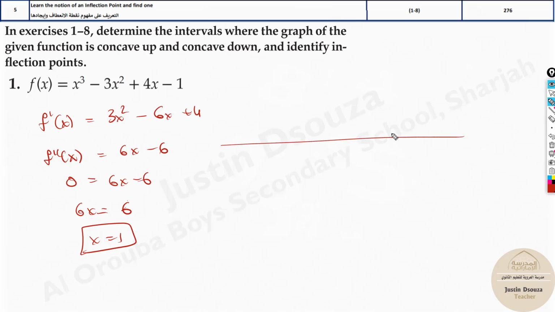And now you can just do the number line and find out if you want to find where it is concave up and down. But if it's just the inflection point, this is it. This is the answer. But here, 1 is the inflection point.